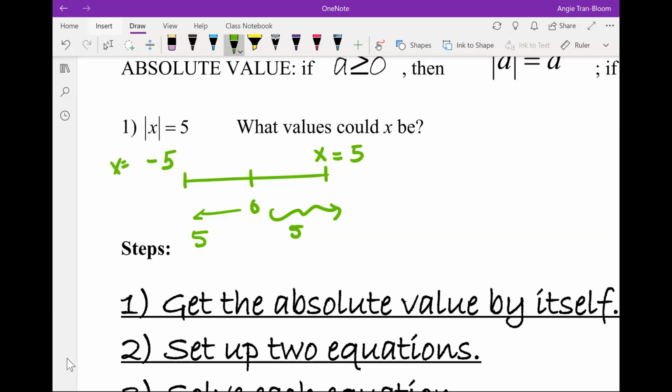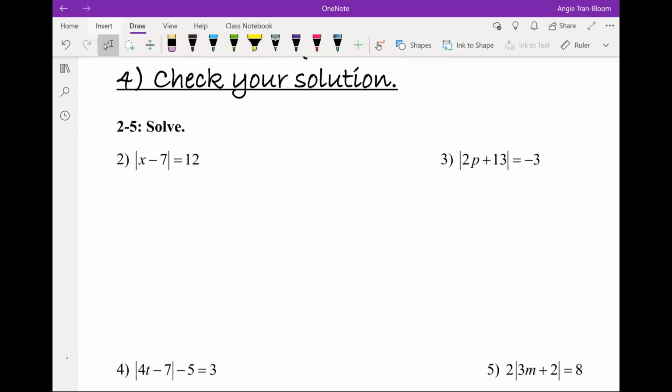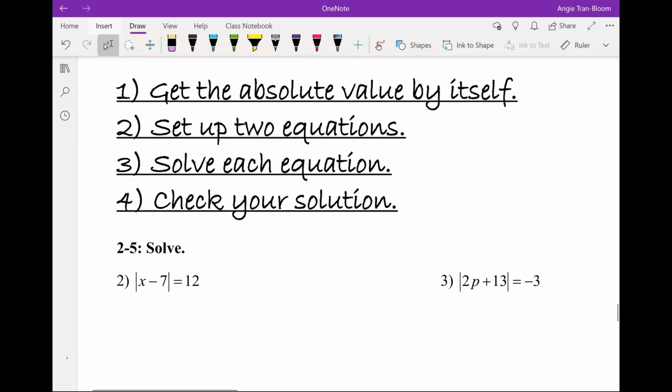So that's what it's saying. It said, hey, where should x be if I want the distance to be 5? And the distance is always counted from 0. So two x's, 5 and negative 5. Okay. Example 1's easy. Let's do example 2. Example 2, the instruction says what? Solve. Solve means we're going to try to find what? X. Step number 1 says, get the absolute value by itself.